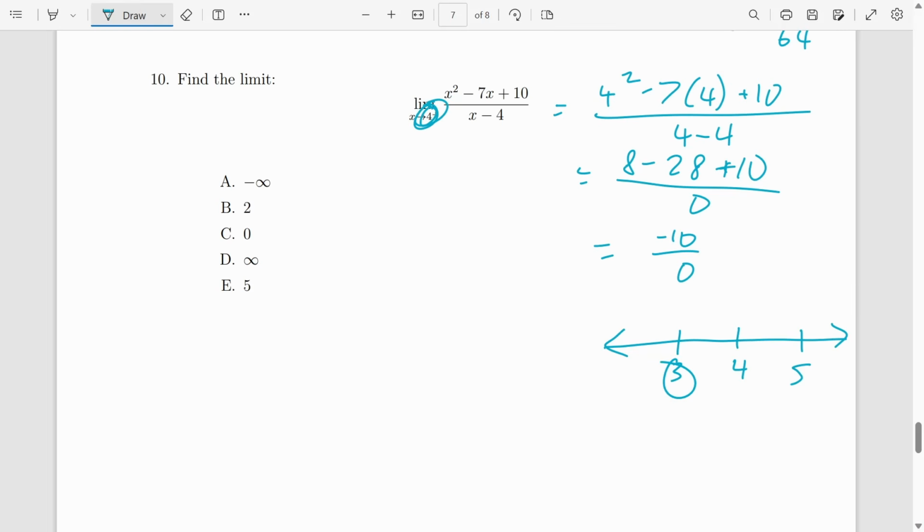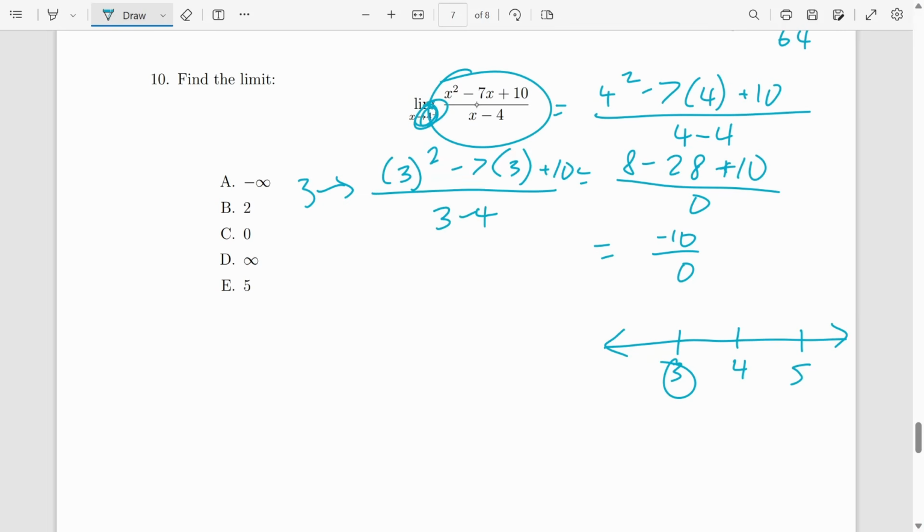If you were to plug in 3 into this, we get 3 squared minus 7 times 3 plus 10 all over 3 minus 4. You never need to actually figure out the answer to this. You don't need to find the value. We're just trying to figure out what sign it's going to be at the end of all of this. We just need to figure out if it's going to be positive or negative. So this is going to be 9 minus 21 plus 10 all over 3 minus 4.